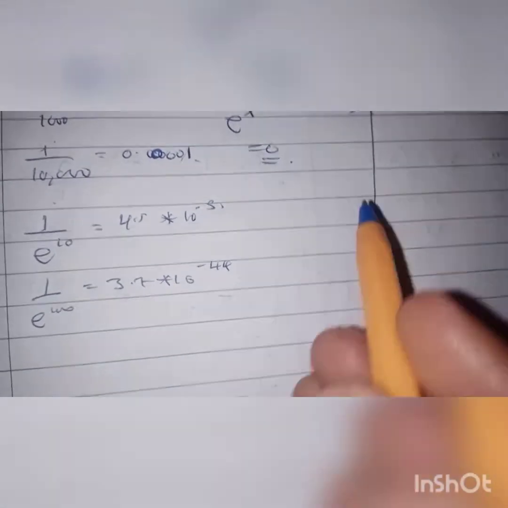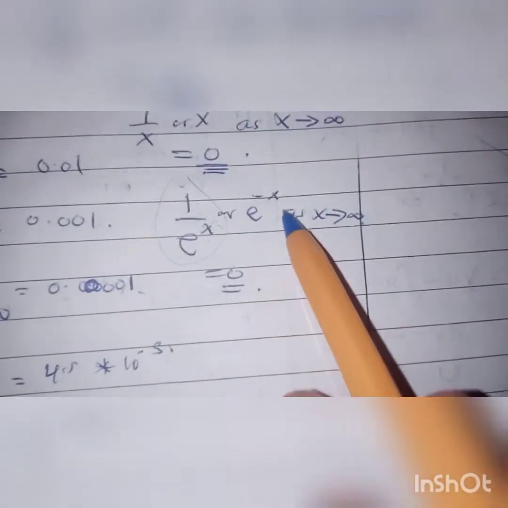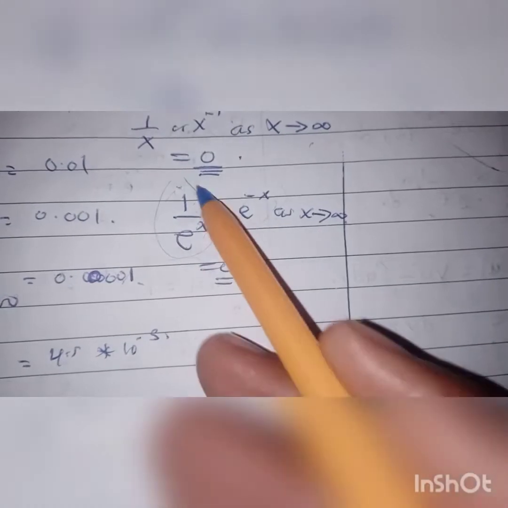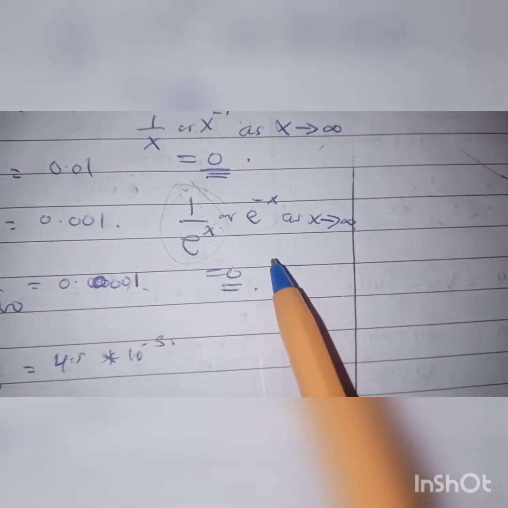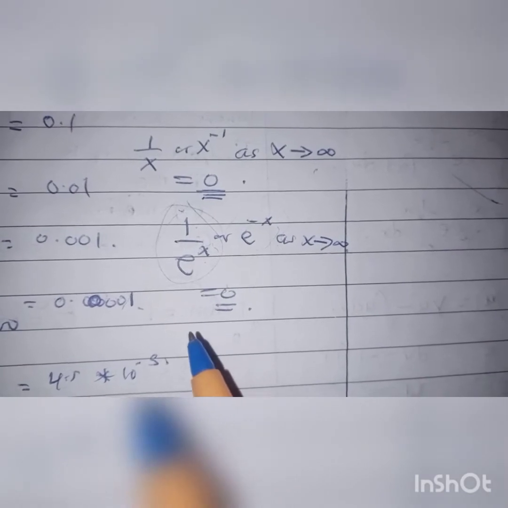So that's why we are saying that the limit of such a function, whichever form we are given. Remember, when you are given a function in this form, it's just the same as writing it in this form. So the limit of this function as x approaches infinity is automatically 0.